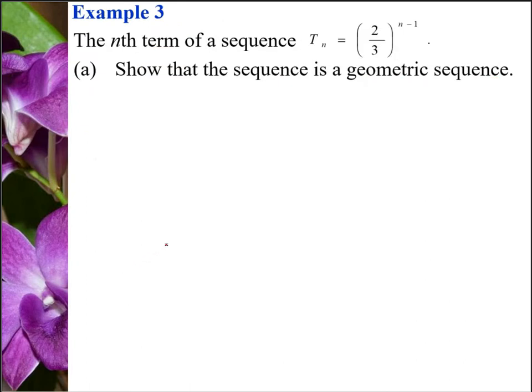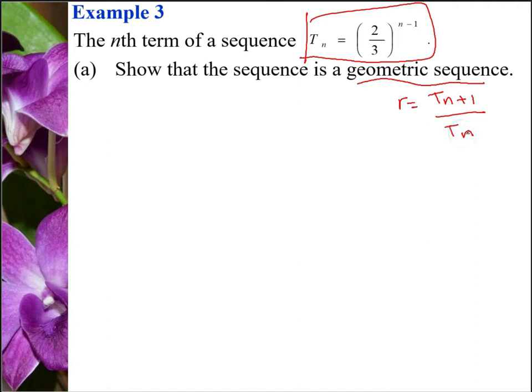Example 3a, the nth term of the sequence is as given. Whenever the question has given you the nth term of a sequence, do not use the general formula of the geometric sequence, even though we know this is a geometric sequence. Now, to show that the sequence is geometric, what you have to do is similar to what you have learned in arithmetic sequence. You have to use the general formula to show that it's a geometric sequence. The formula that you can use is Tn plus 1 over Tn. Or you can also prove this in general, Tn over Tn minus 1.